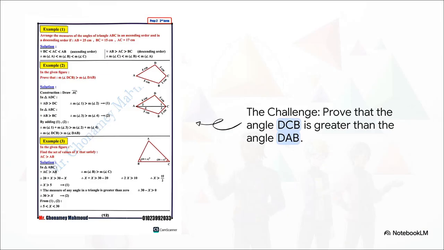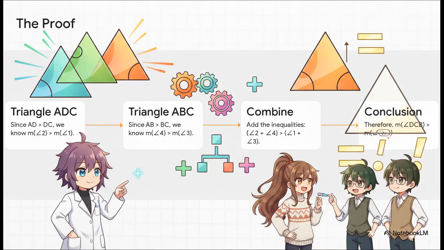So, take a look at this challenge. The goal is to prove that the big angle down at the bottom, DCB, is greater than the big angle up at the top, DAB. It looks kind of messy, right? But don't worry, we can totally break this down with the rules we've just learned. So here's how we tackle it.